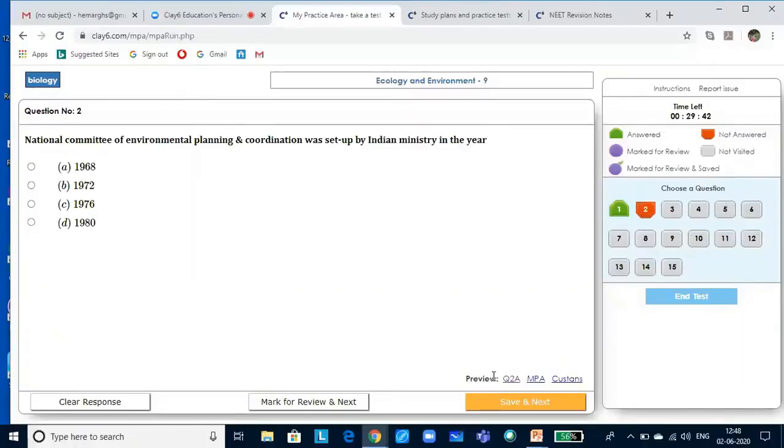Planning and coordination was set up by Indian Ministry in the year 1972. See, all these kinds of dates are very important. These are not available in your textbooks, but they have asked. So these questions become the game changers. You have to make a note of all these things.